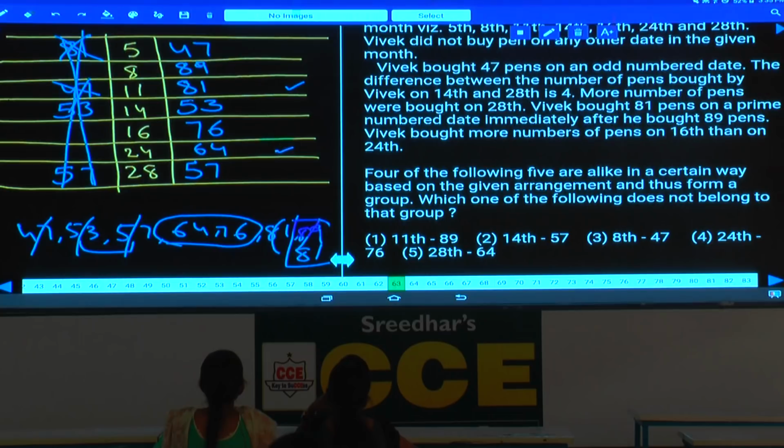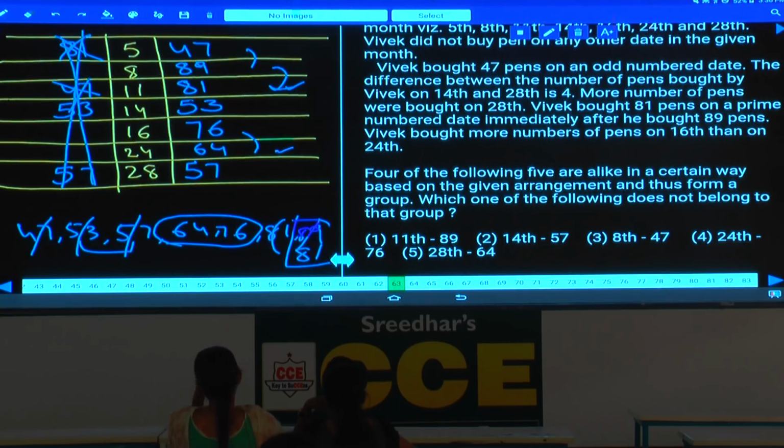4 of the following 5 are alike. That means odd man out. 11th, 89. 11th is immediately after 89. 14th and 57, there are 2 in between 14 and 57. 8th and 47, again these two are consecutive. 24 and 76, and these two are also consecutive.